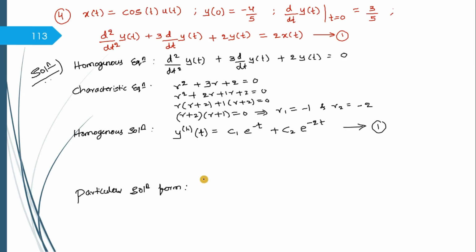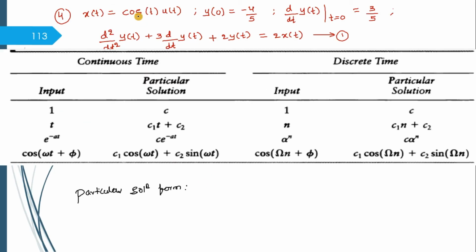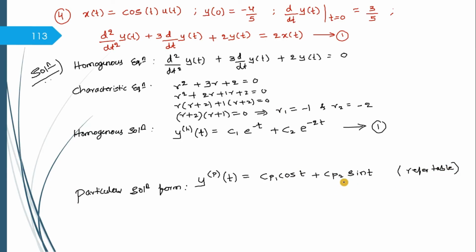The particular solution form: look at the input. The input is cos, either it is cos or sine. The form of the particular solution is yp of t is equal to cp1 cos omega t, omega is 1 here, that's why cos t, plus cp2 sin t. This is by referring to the table of particular solutions of the previous session. So from there I'm taking it.